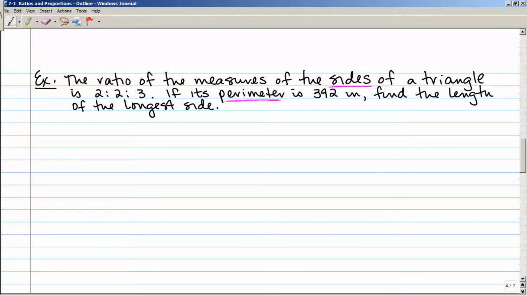So we're going to set it up in the same way. Since the ratio is 2 to 2 to 3, we're going to multiply each one of those by x. So 2x plus 2x plus 3x does not equal 180, because remember, these are sides. These are not angles. The sides add up to the perimeter, which is 392. So that's 7x equals 392, and dividing, x is equal to 56.